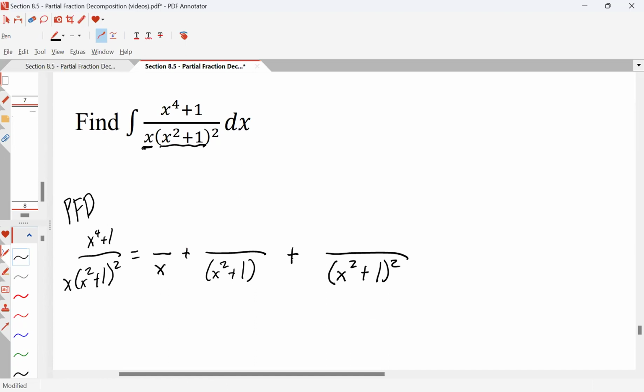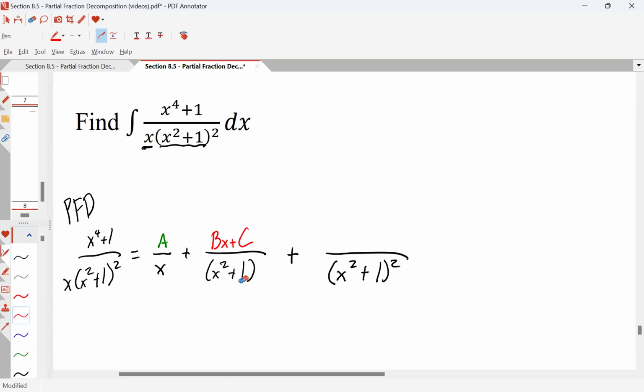Deciding what to put above is looking at what are those base factors. Here we have a linear, so above a linear, we put a constant, just A. Here we have a quadratic, so we put Bx plus C. We put a linear above the quadratic. We can't factor x squared plus 1 anymore, so it's going to remain x squared plus 1.